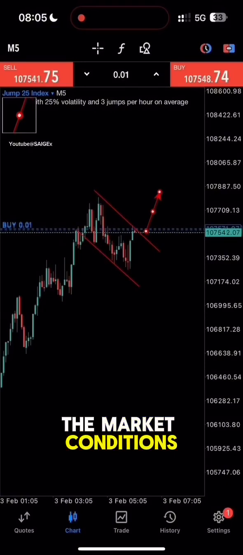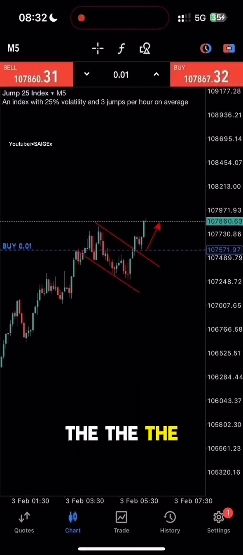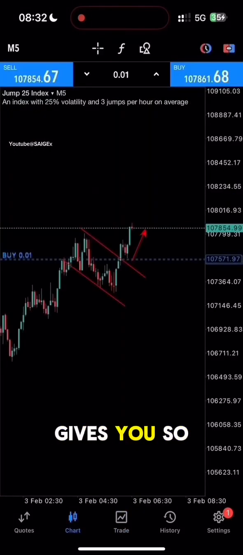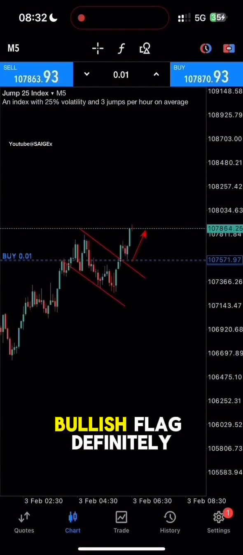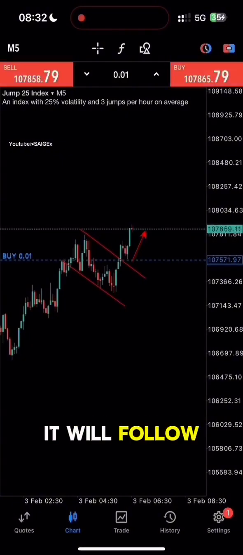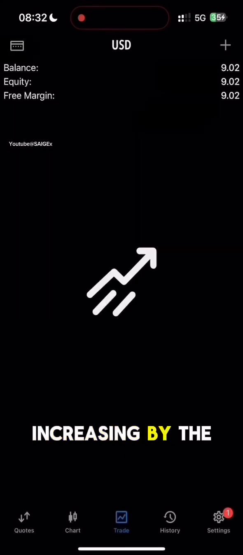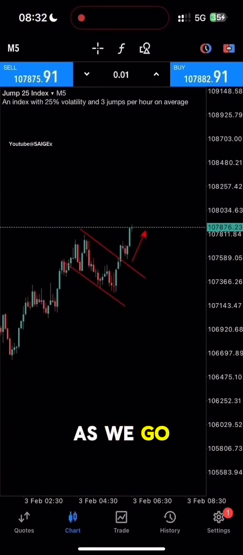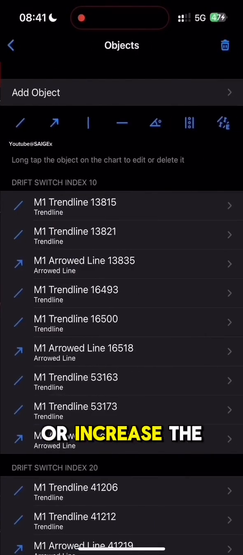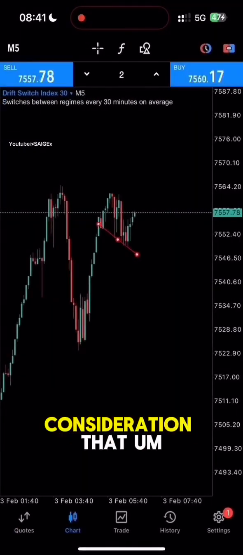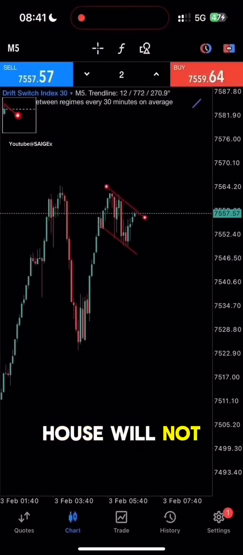Depending on the market conditions, and depending on the conditions it gives you. So from $3 we have another bullish flag. From this bullish flag, it will definitely follow the second leg direction. So we are using 0.01 lots, increasing the lot as we go, because we want to reach the goal faster. If the account goes a bit high, we'll increase the lots a bit more, but taking into consideration that we don't overdo the lot such that reversals will pull us down.